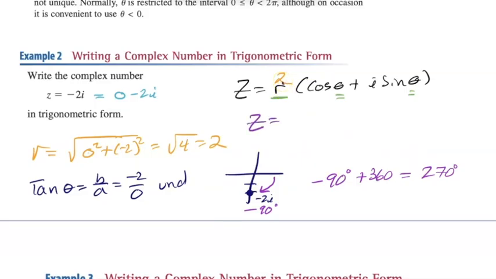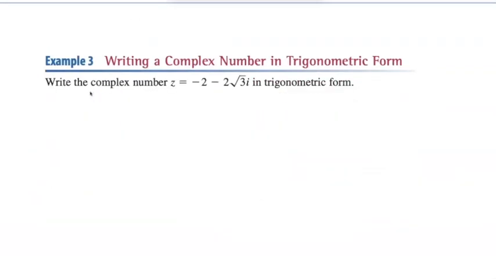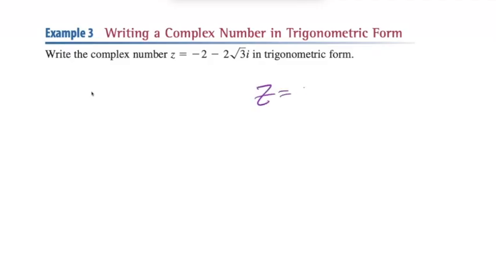Z is equal to 2 cosine of 270 plus i sine 270. And that's this written in trig form. Let's do another one. We want to write it in this form: z equals r cosine theta plus i sine theta.